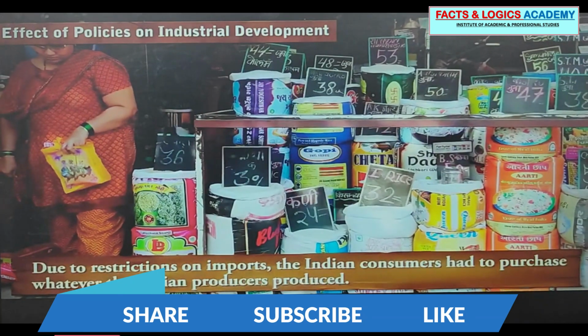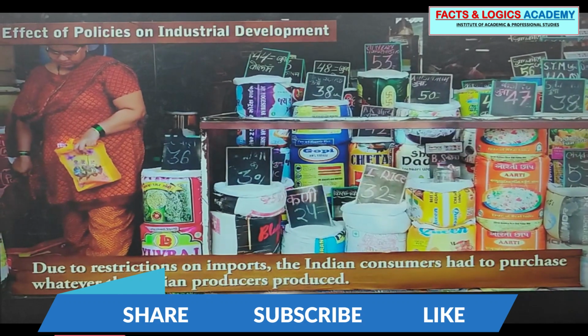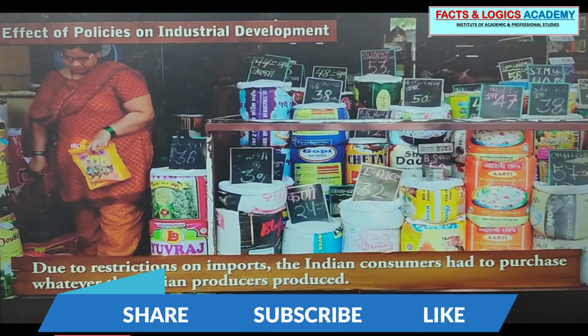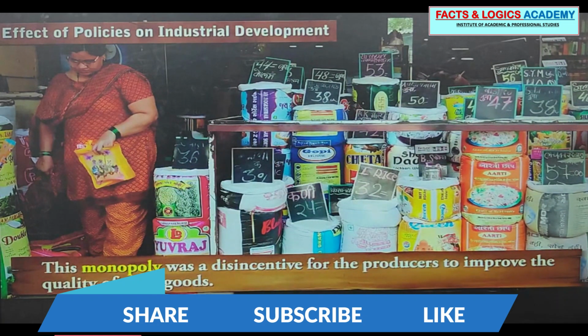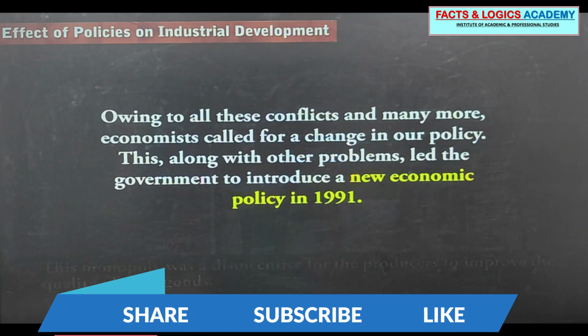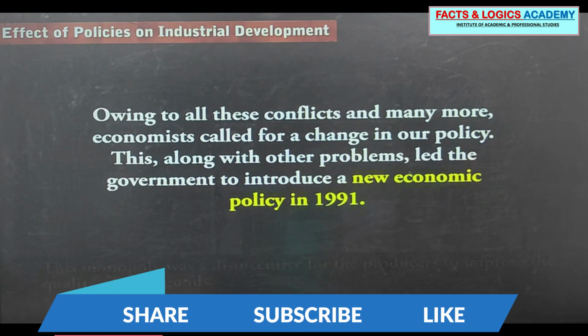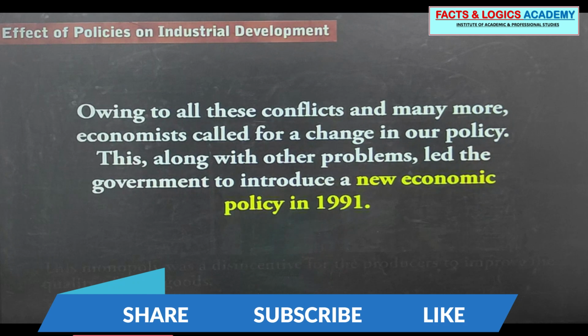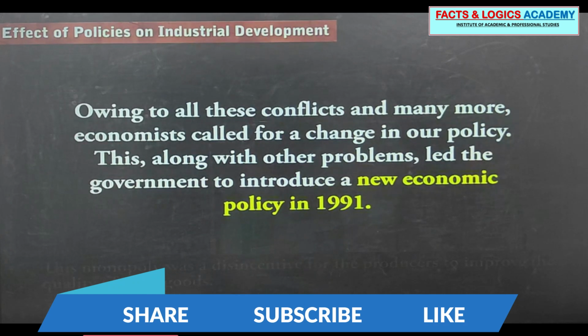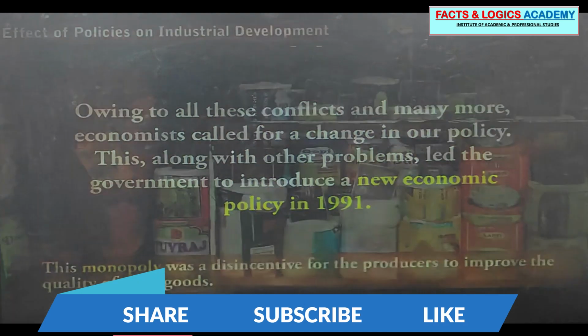Due to restrictions on imports, the Indian consumers had to purchase whatever the Indian producers produced. This monopoly was a disincentive for the producers to improve the quality of their goods. Owing to all these conflicts and many more, economists called for a change in our policy. This, along with other problems, led the government to introduce a new economic policy in 1991.